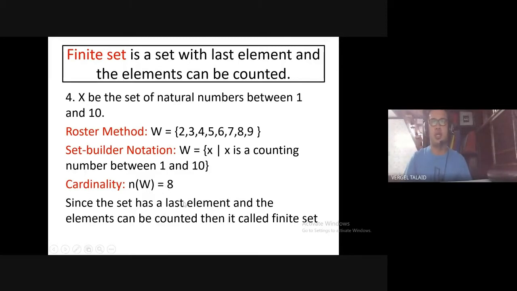So the set has a last element, that's why it is called finite. Finite, maihap, na last element. Infinite cannot be counted, dili maihap. We have to use an ellipsis there.